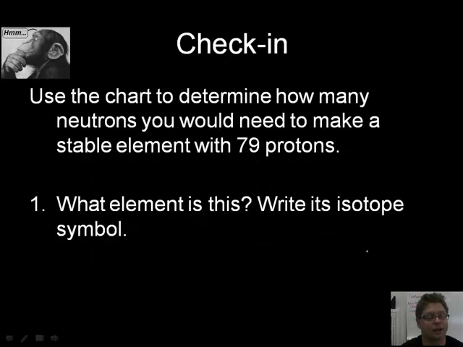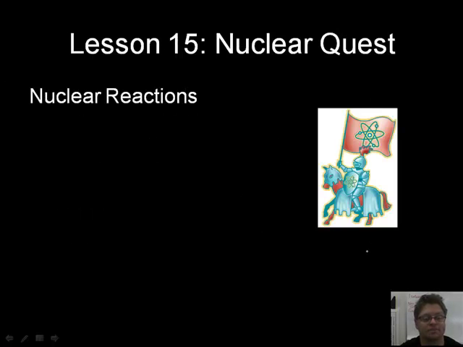So if we look back and use our chart from lesson 14, we should be able to determine how many neutrons you would need to make a stable element with 79 protons. Please answer this question. Bring this to class.